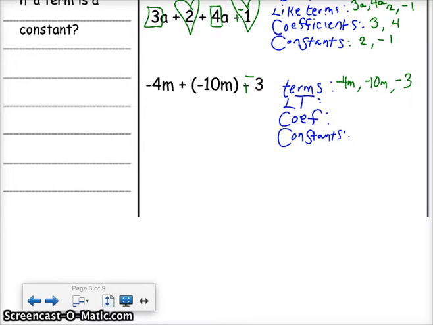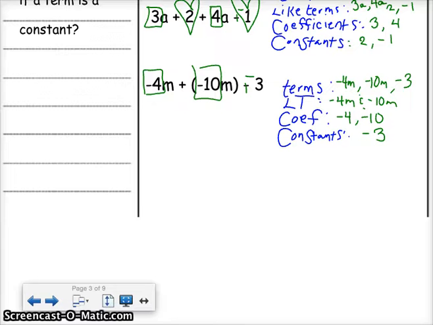My like terms, I only have two like terms. That would be -4m and -10m. I could combine those two together. What are my coefficients? -4 and -10. They're the numbers in front of the variable. And what's my constant? -3, only one little constant.